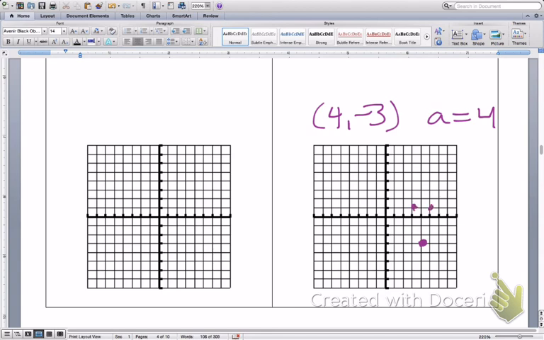And we're going to go ahead and connect our parabola. This is going to be a narrow parabola because my a value is a larger number. And that's how we graph in standard form. Go ahead and start your practice, and good luck.